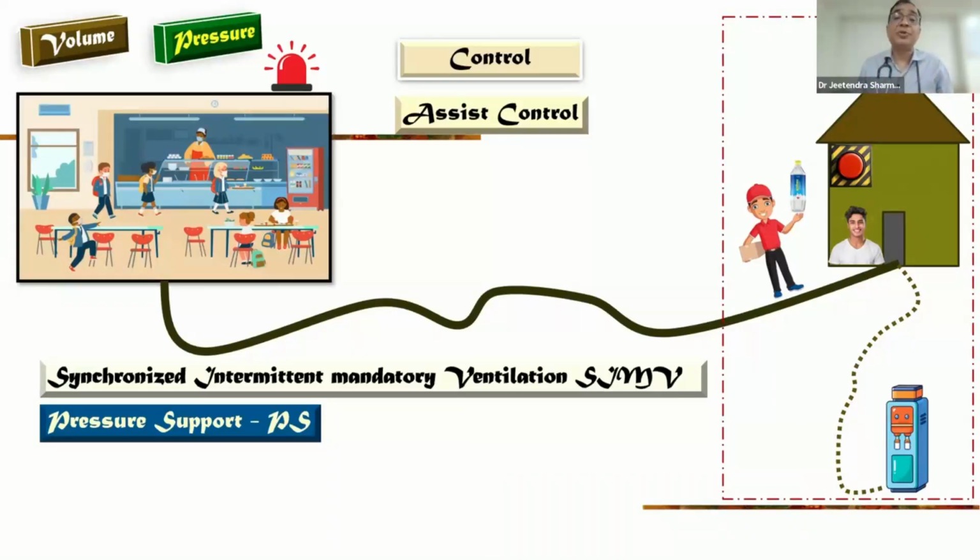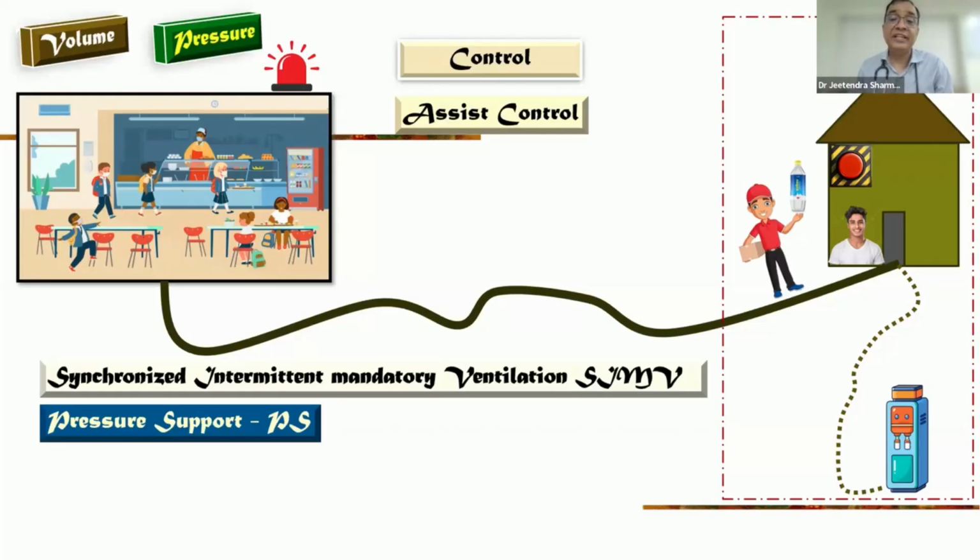Once pressure support is converted into apnea ventilation as a backup mode, you think my patient is in pressure support mode. Actually, he is not. And whatever you are observing, and whatever ABG you are doing, you think this ABG is on pressure support, but it is actually in the backup mode which you selected.